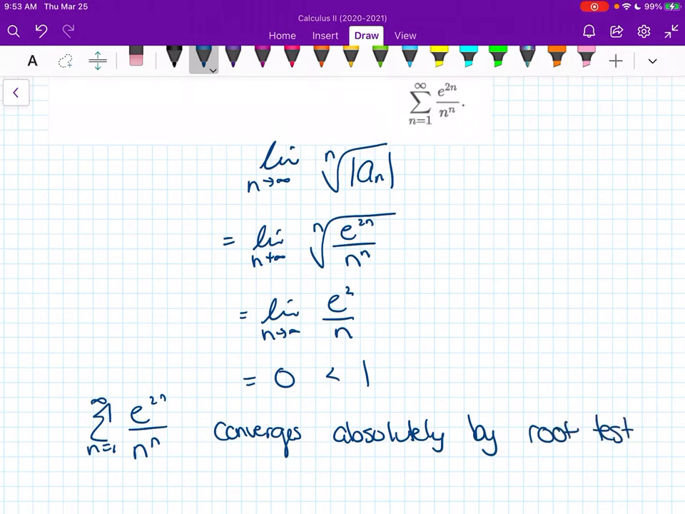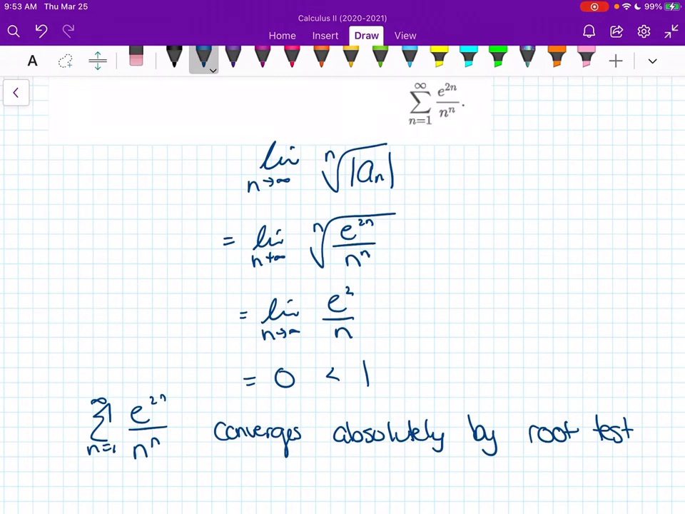All right, you can also do this series by the ratio test. It's just not as easy. So sometimes there are multiple tests that will work to determine whether a series converges or diverges, but there usually is one that will be the most efficient. And so that's going to be this one.